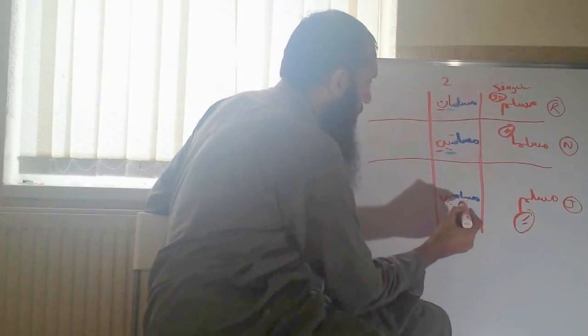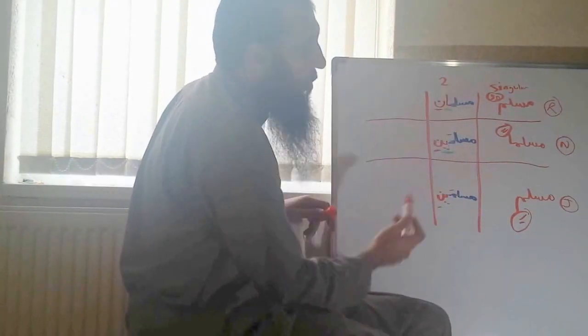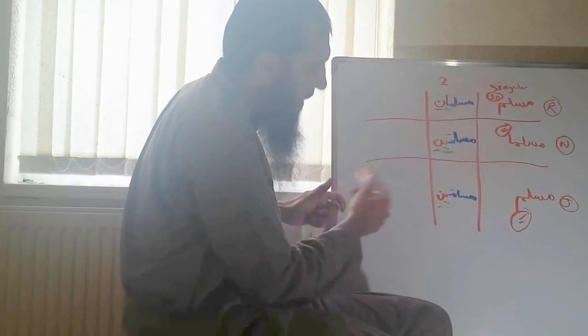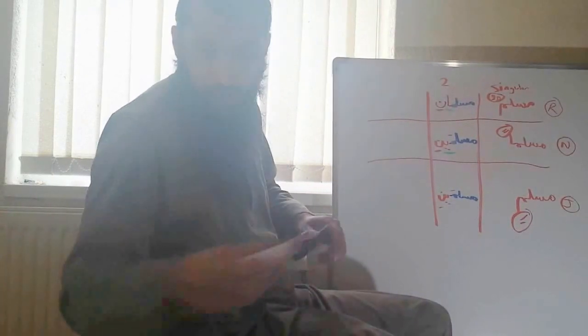And I said we need to memorize these. So it should be Muslimun, Musliman, Muslimin, Muslimani, Muslimaini, Muslimaini. Okay, that's so far. So that's your two. And then we've got our three and plus, so this is the plural as such.